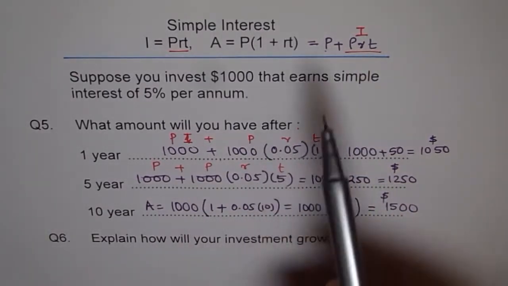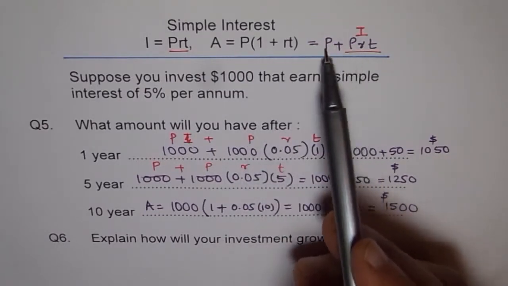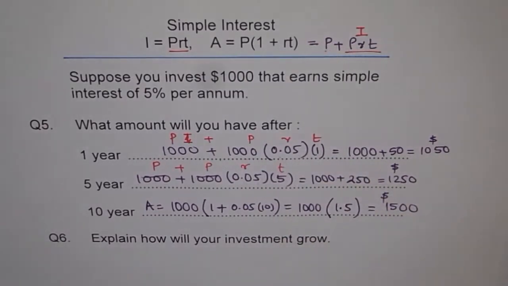Or we could directly use the formula as such. You factor out P and you get this. Both are the same thing, right? It is how you look at it. So A is 1,000 times 1 plus rate of interest times time. You do it and you get $1,500. Same thing, right? Explain how your investment will grow.